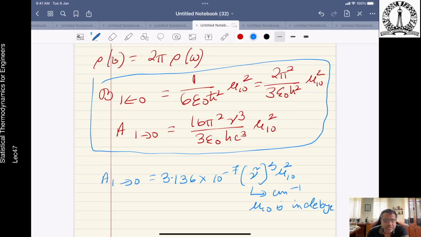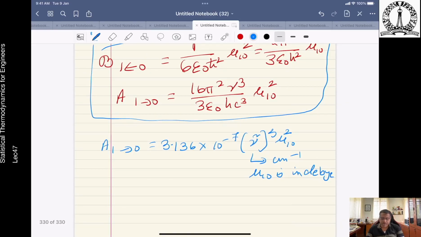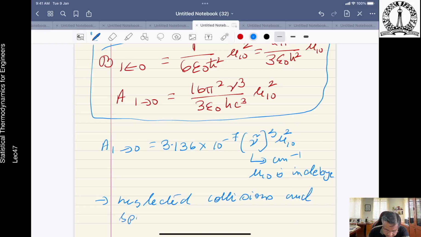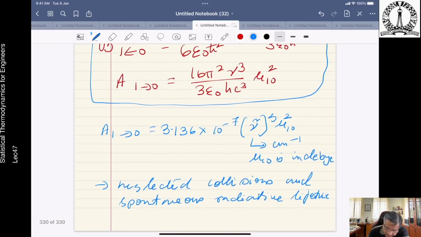Although these equations are essentially correct, one factor that we have ignored is the possibility of relaxation. Collisions and the spontaneous radiative lifetime of the upper state have been ignored so far. So we have neglected collisions and the spontaneous radiative lifetime of the upper state.